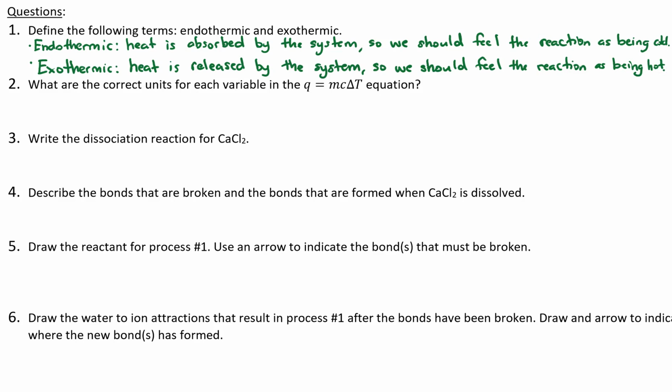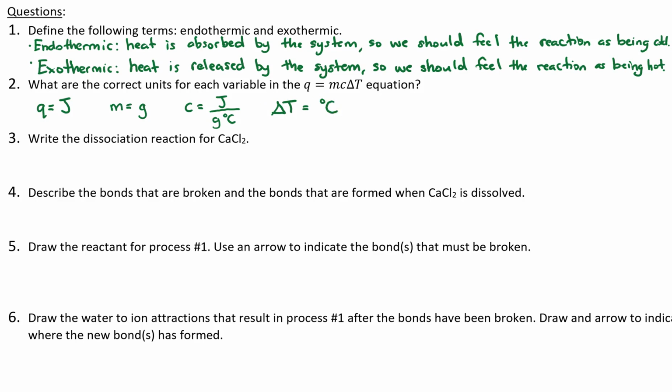Number 2, what are the correct units for each variable in the Q equals MCΔT equation? Let's start off with the variable Q. Q stands for heat, and the unit is joules, capital J. M stands for mass, and its unit is grams. C is the specific heat capacity, and it has a complicated unit, joules divided by grams degrees Celsius. And finally, delta T, change in temperature, is degrees Celsius.